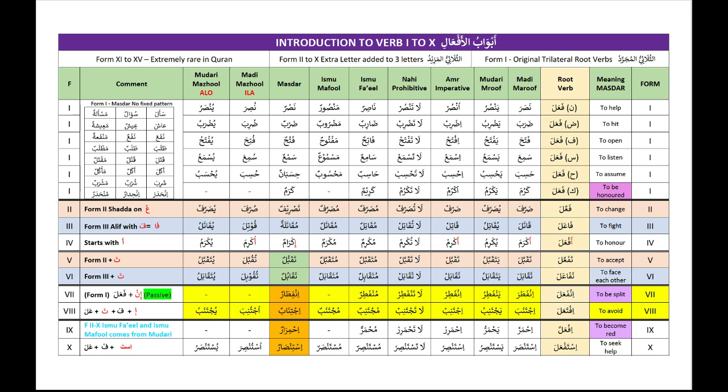You have got to remember this by heart, because when it is in your brain, you can close your eyes and visualize that this is the order: madi, mudari, amr, nahi, fa'il, maf'ul, masdar, madi majhul, mudari majhul. Then you will remember under nahi, under fa'il, under madi majhul, which pattern comes. So this is important, brothers and sisters. So let's play with the first verb, which is form 1 here, fa'ala.